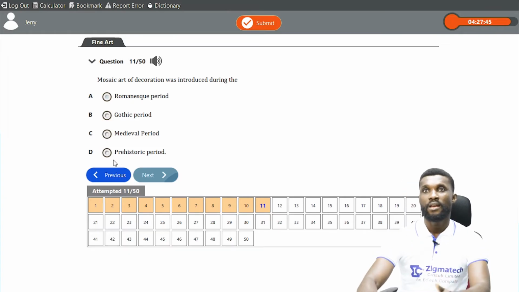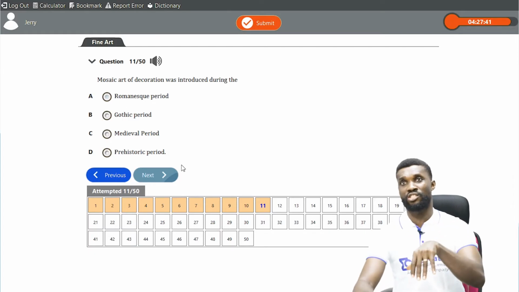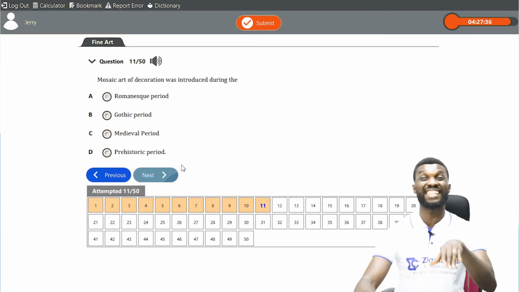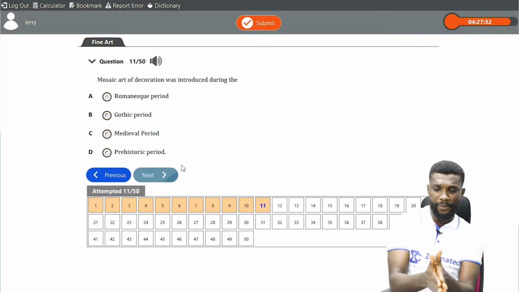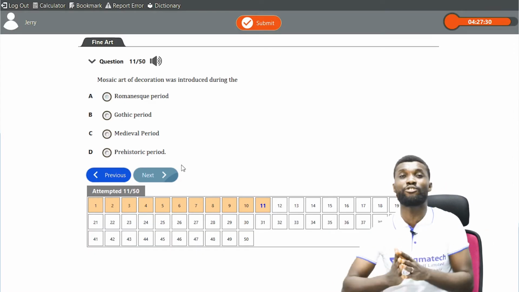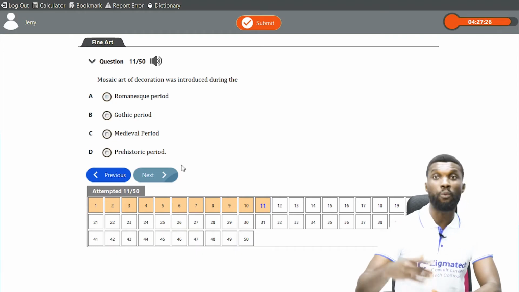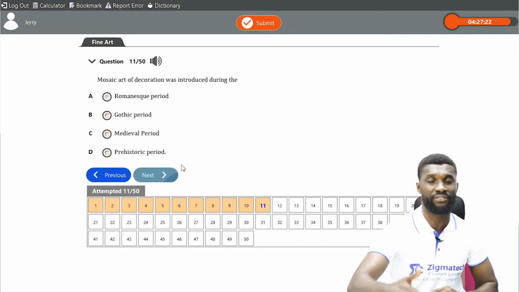However, let me just go down and explain some of this, because when I was teaching the history of art, I talked about the Gothic period, the medieval period, and then the prehistory period. What is the prehistory period? The prehistory period is the period that existed even before the invention of writing. So that is the definition of the prehistory period. These are the periods that existed even before the invention of writing.